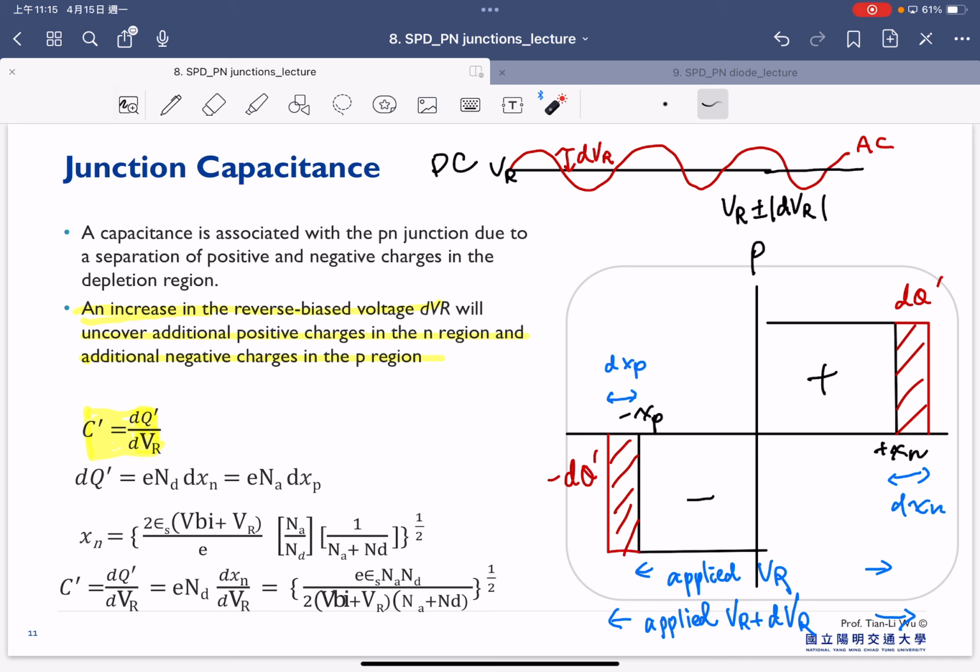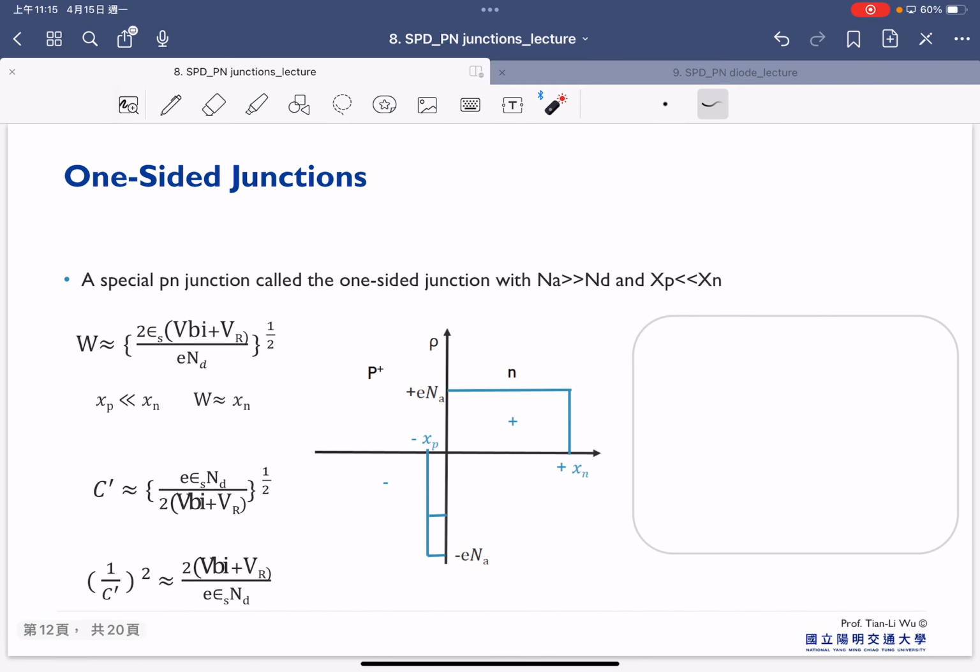And the purpose of trying to understand the junction capacitance is because we want to use this capacitance to help us analyze something. Before we go to analyze something, we also have to discuss a very specific case. That's what we call the one-sided junction.